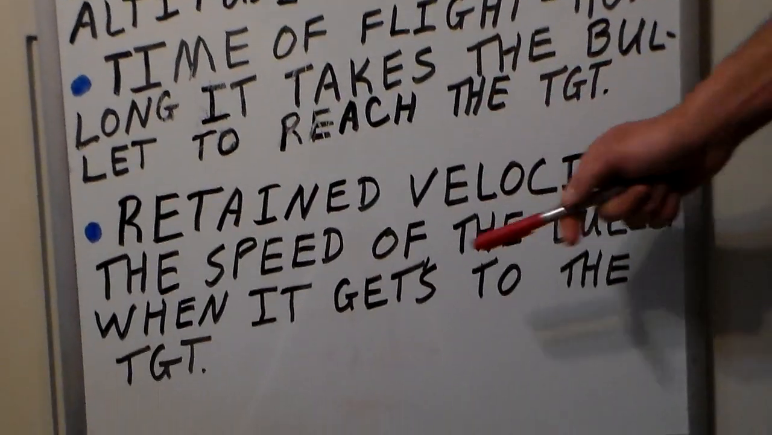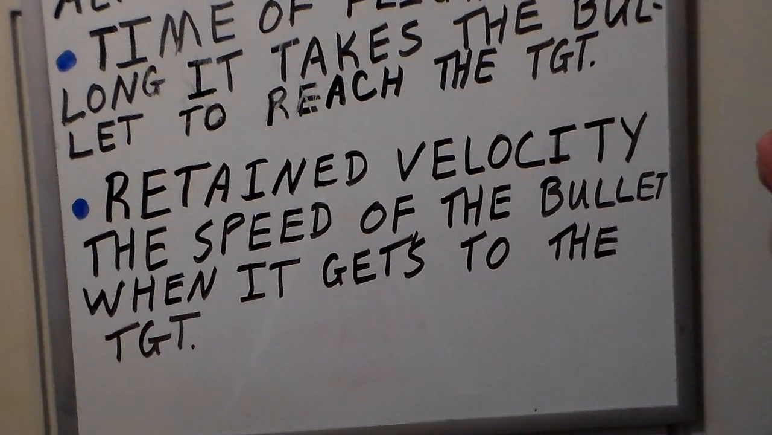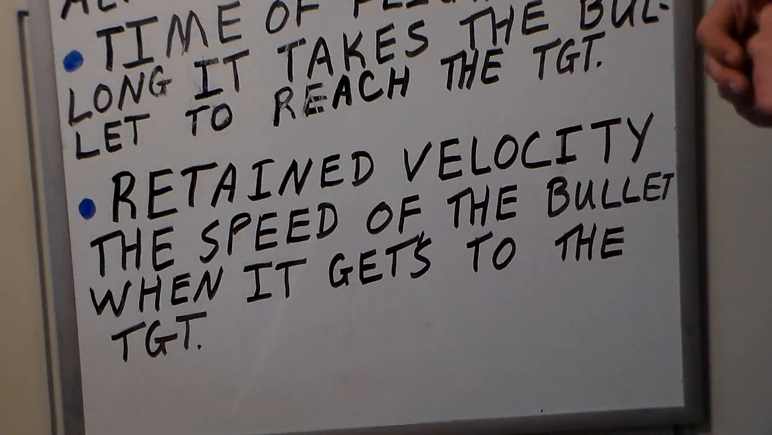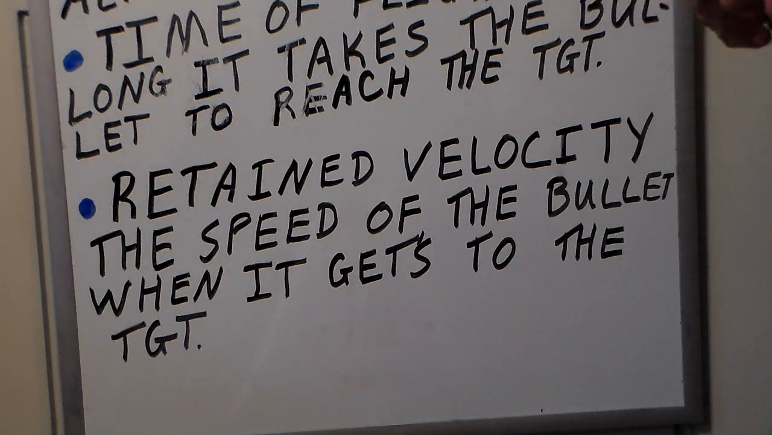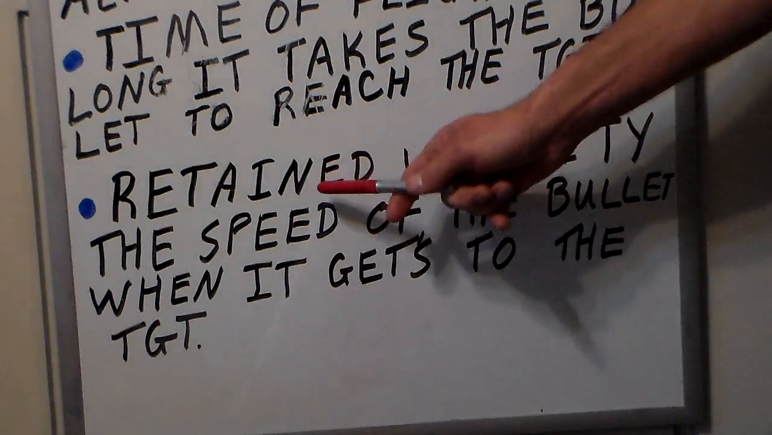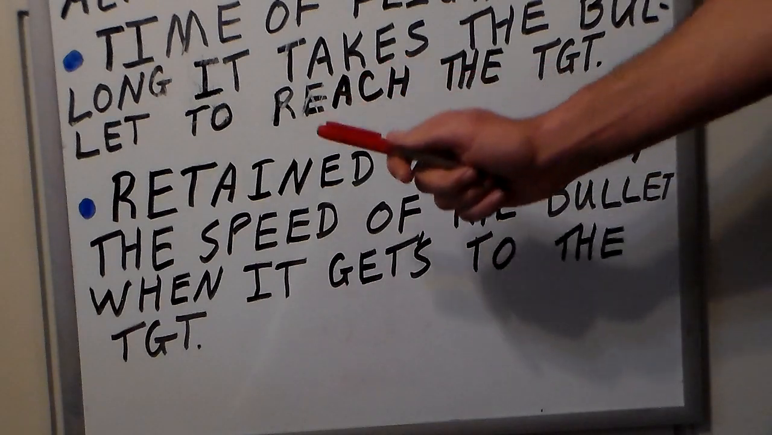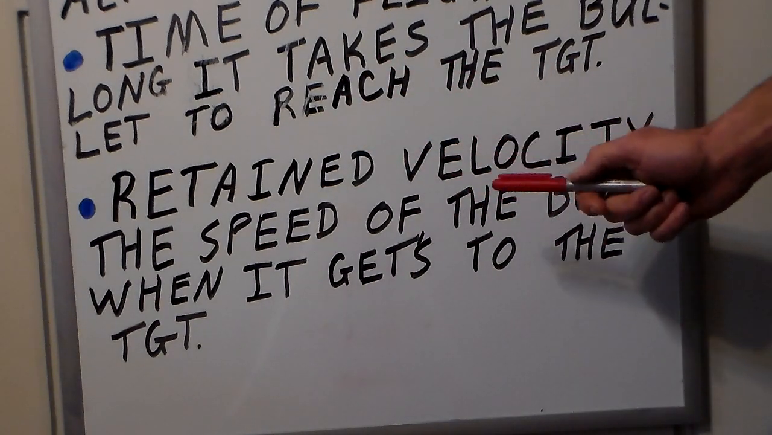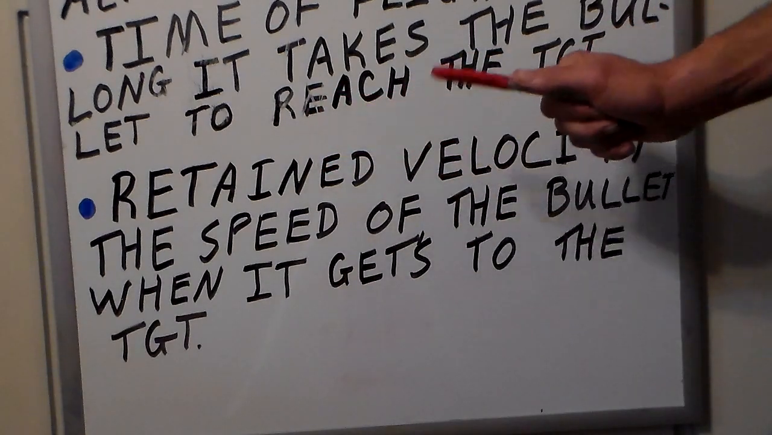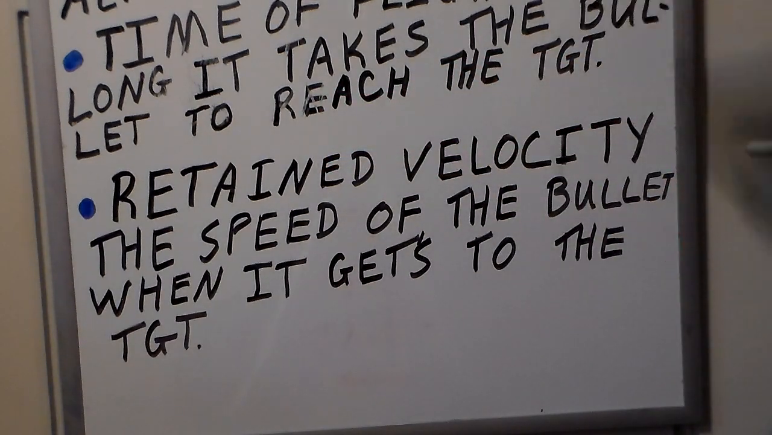Next we're going to talk about retained velocity. So the speed of the bullet when it gets to the target, because that bullet's going to have a lot of factors slowing it down and taking the velocity away from that bullet. So how much velocity does it have when it gets there? Your bullet's going to have more velocity at, say, 100 meters than at 1,000 meters. So you're going to need to know the retained velocity of that bullet.